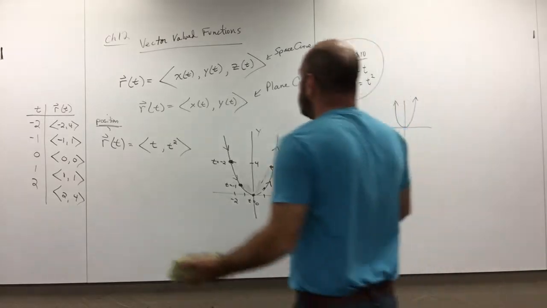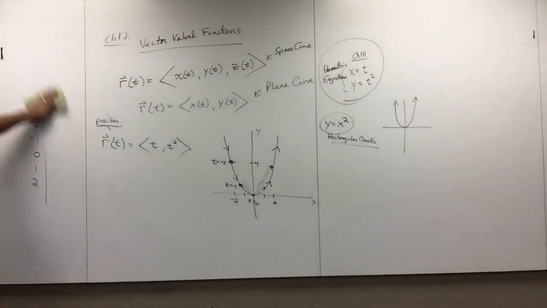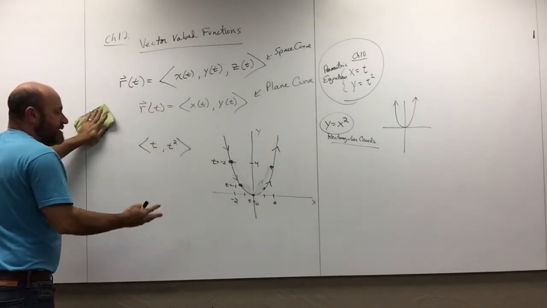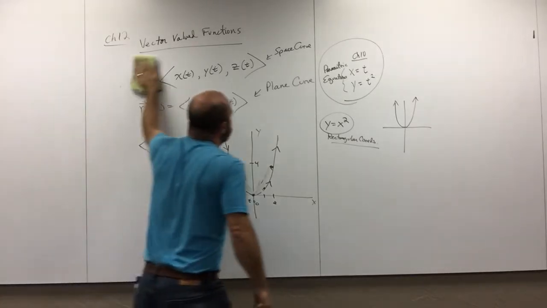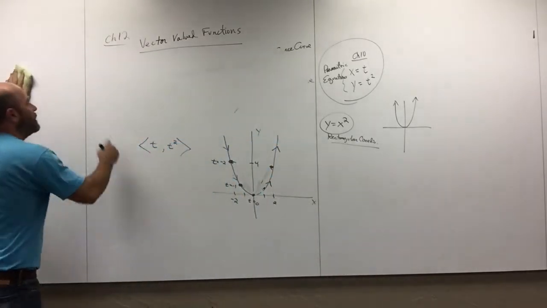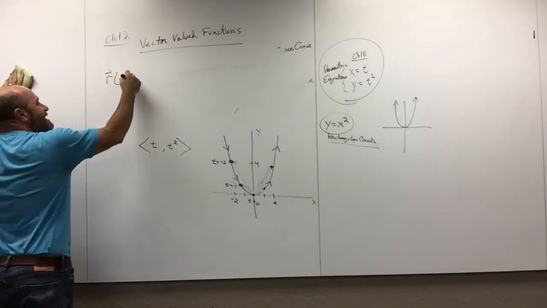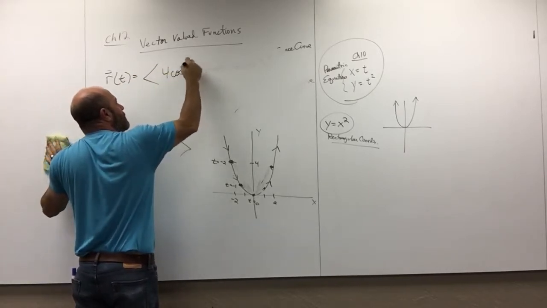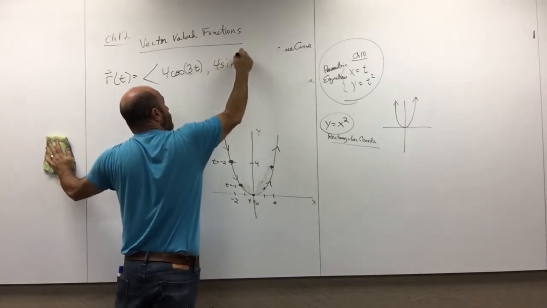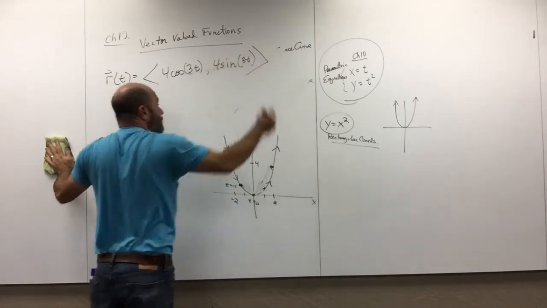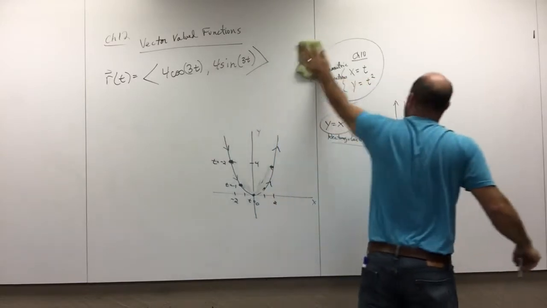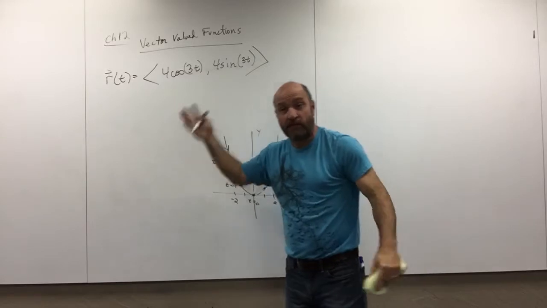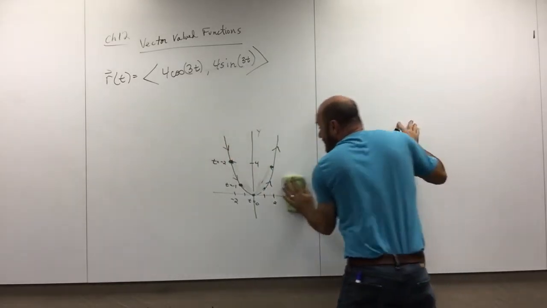Let's look at another one. I think I said enough. Let's look at another one. R of t is 4 cosine 3t, comma 4 sine 3t. This is what we would call a plane curve, a vector valued function in 2D.